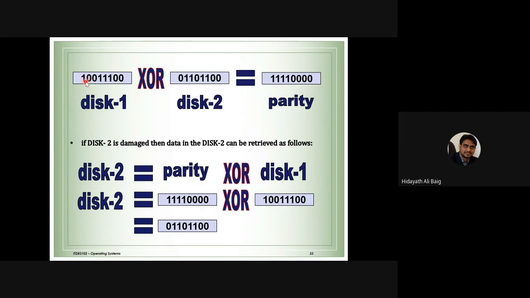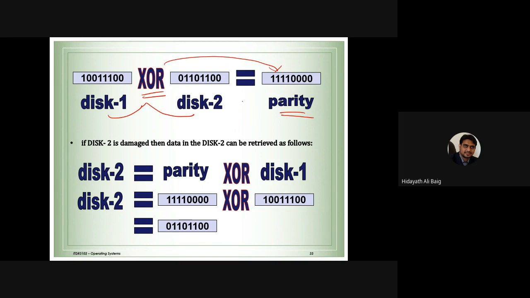Just check this. 1 0 becomes 1 here. 0 1 becomes 1 here. 0 1 becomes 1 here. 1 0 becomes 1 here. Later on we have 1 and 1, that becomes 0. 1 and 1, that becomes 0. 0 and 0, that becomes 0. So which means we have created the parity block by using XOR of disk 1 and disk 2. Disk 1 XOR disk 2, we are going to get the parity block.